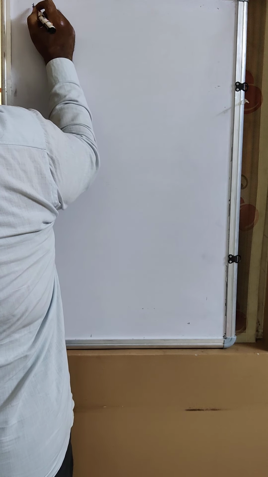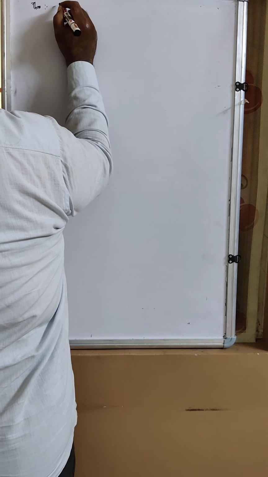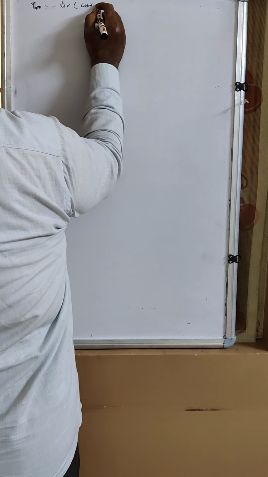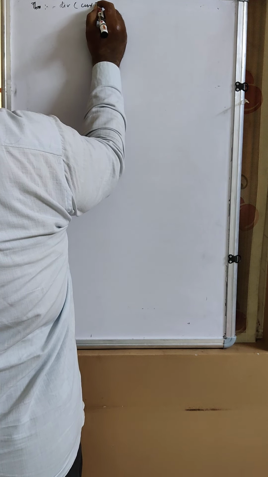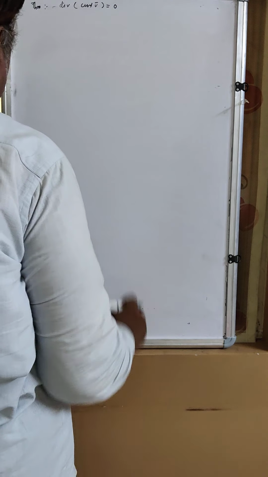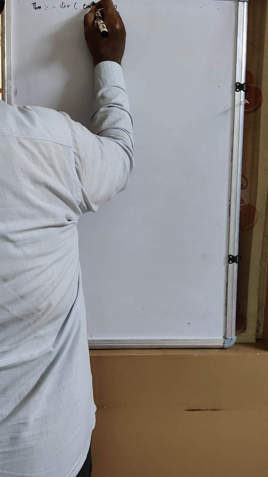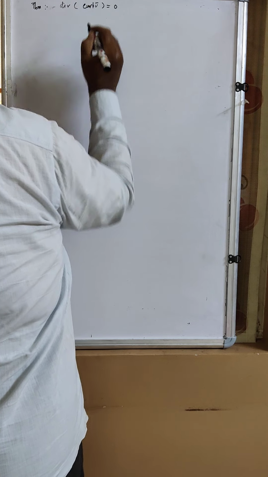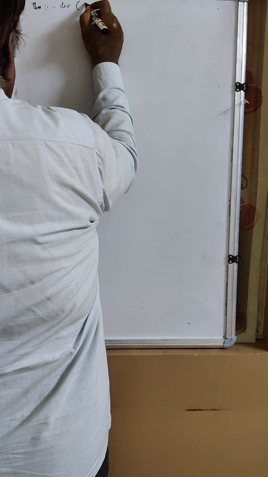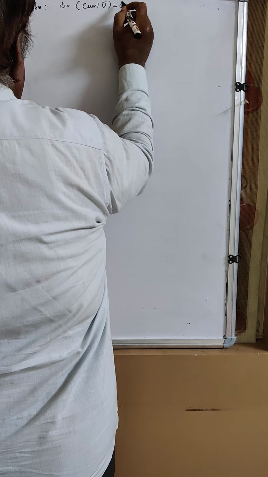Theorem: if the divergence of the curl of U vector is equal to 0, that is, 0 is the scalar quantity, then the curl of U vector is equal to 0.